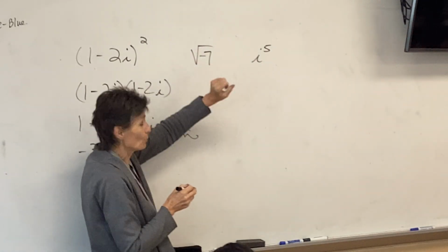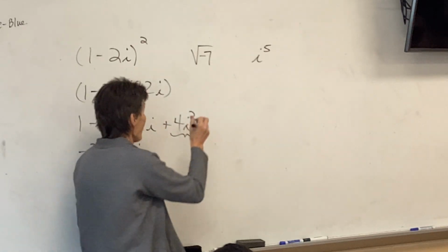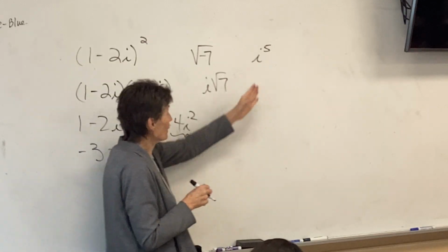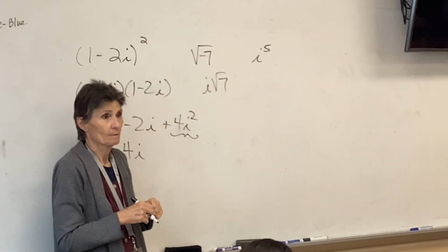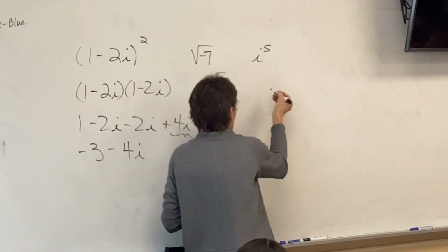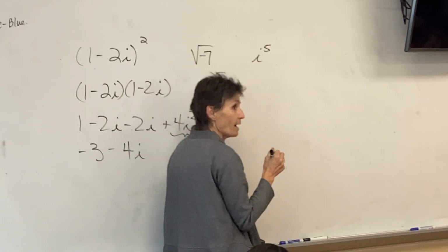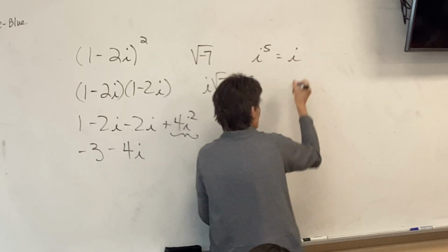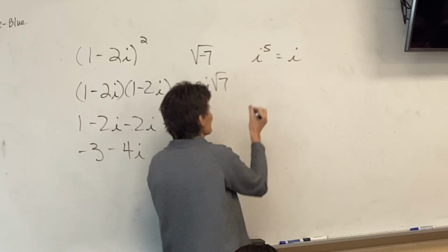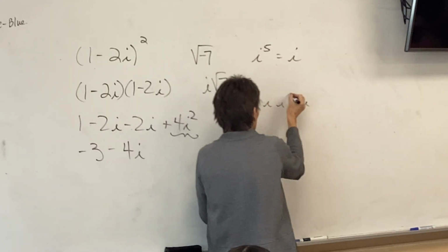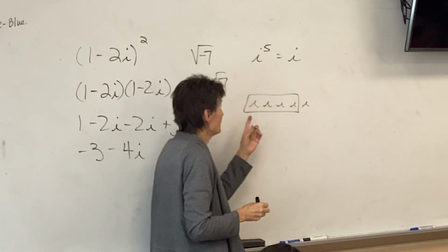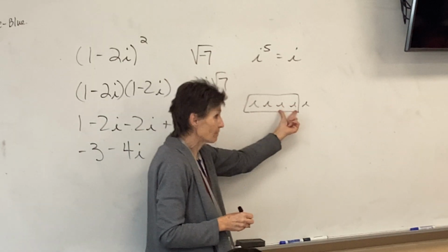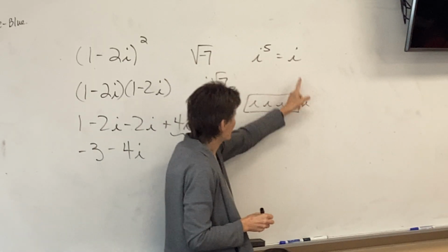What do we do with root negative 7? i root 7. That's it. And what about i to the 5th? How many 4s can you take out of 5? Well, you can take out a 4, but you'll have 1 left over. So this is the same as just i to the 1st, or i. And that's because, like Eli said, 4 i's make a 1. It's negative 1 times negative 1. So this is just 1, and then I have that left over i, so it's i.